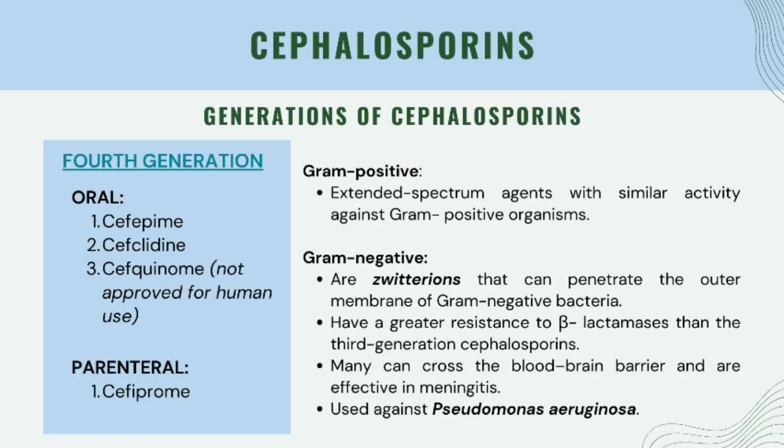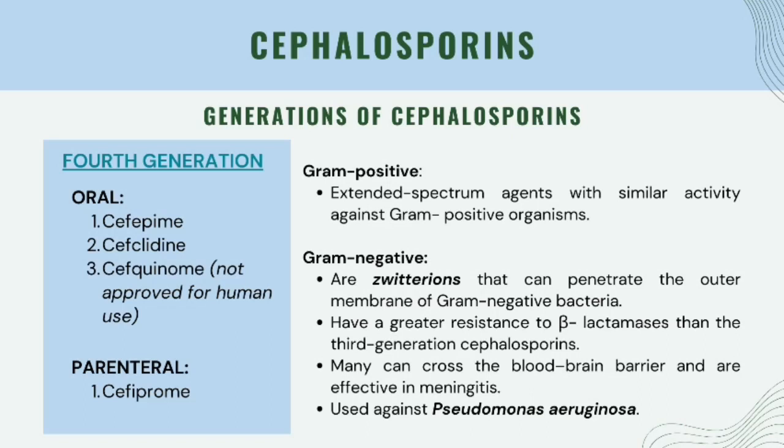Next is the fourth generation cephalosporins. In oral administration, you can use cefepime, cefclidine, and cefquinome, which is not approved for human use. In parenteral administration, you can use cefpirome. Based on spectrum of activity, they are extended spectrum agents with similar activity against gram-positive organisms as first generation.